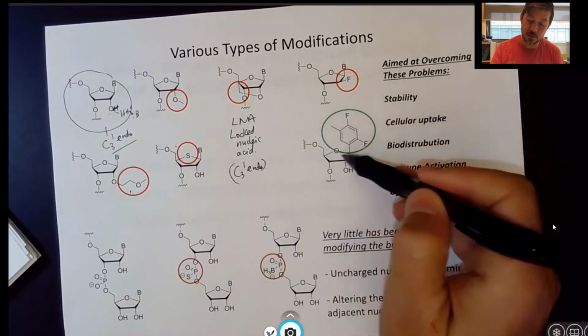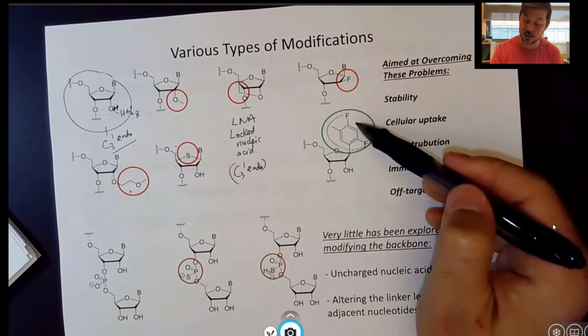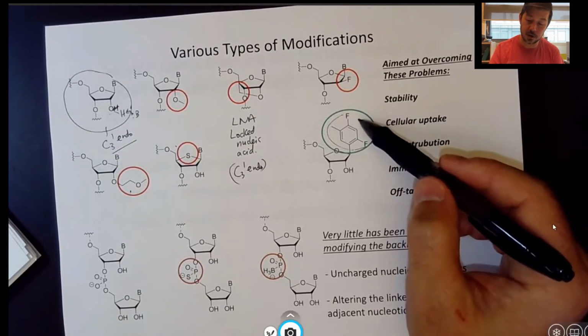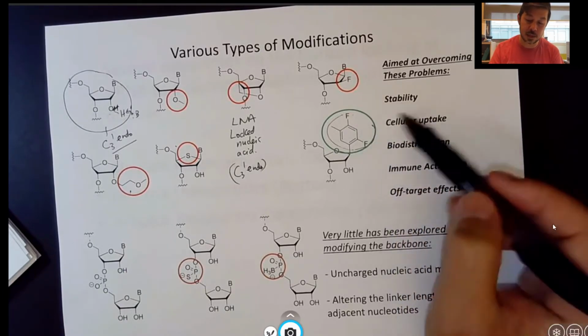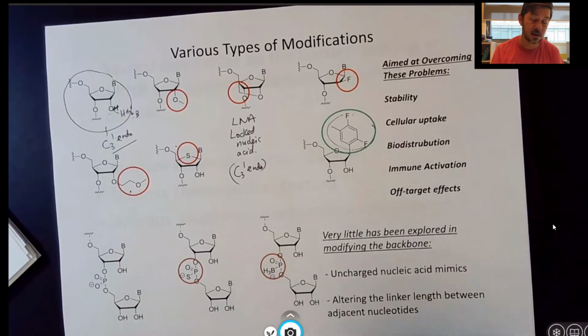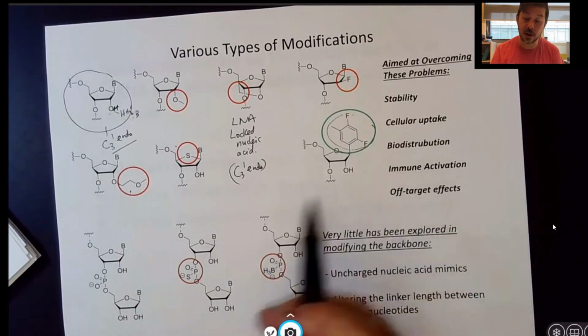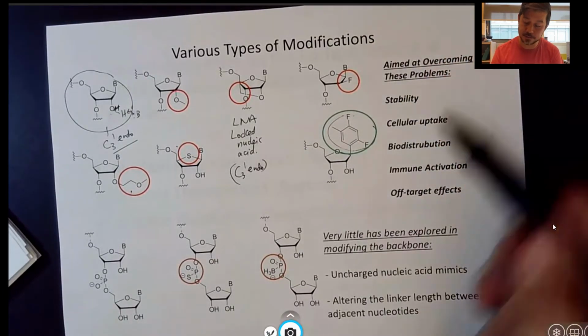In addition, researchers have also modified the heterocyclic base. You can see here, this one is called 2,4-difluorotoluol group, and it cannot hydrogen bond to its partner. Yet, if you place this within siRNAs, you give it different properties, and you can fine-tune the structure-activity relationship with these types of modifications.